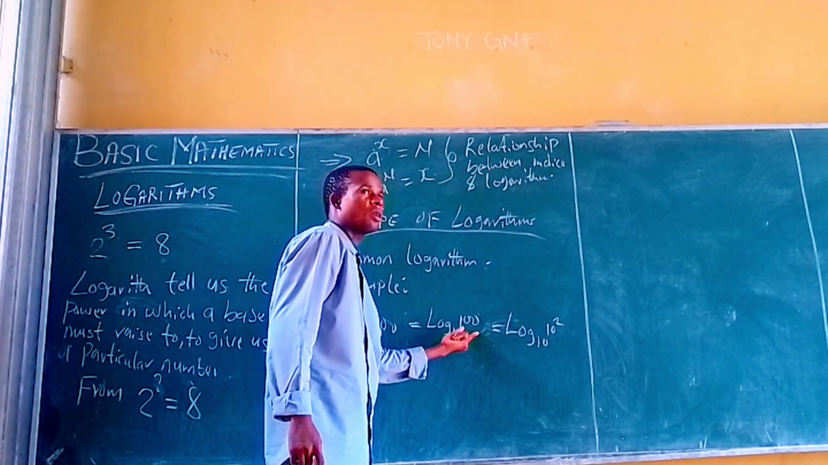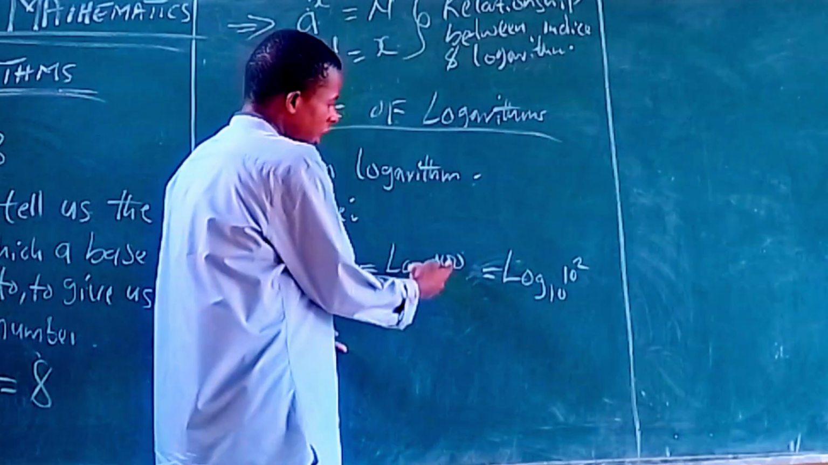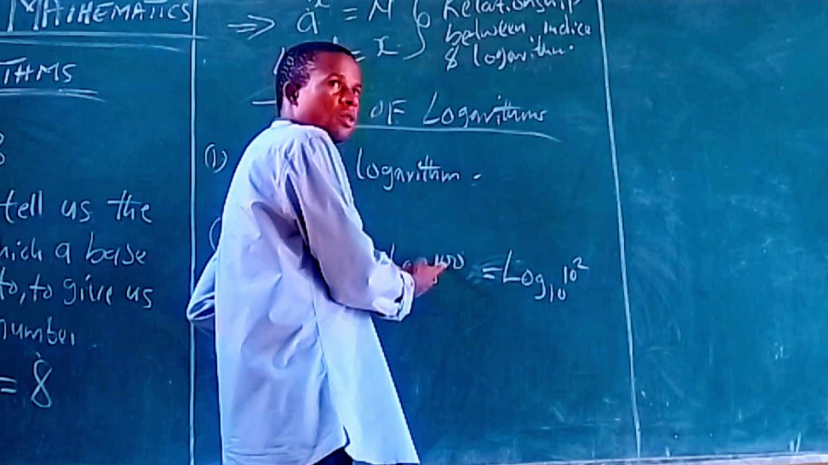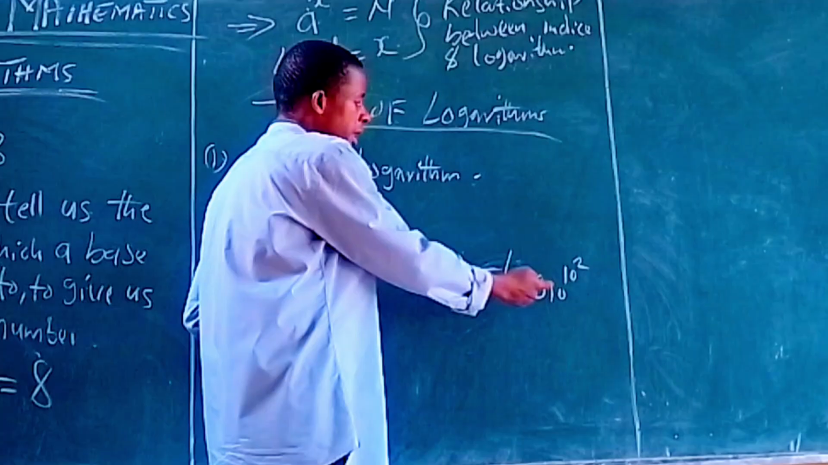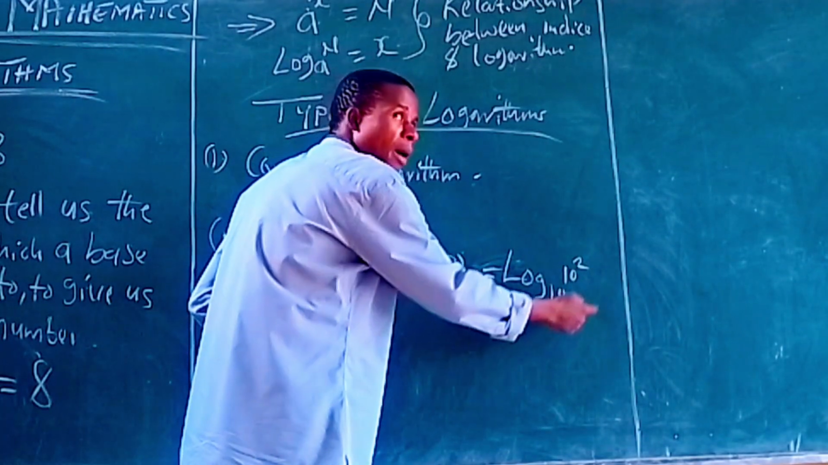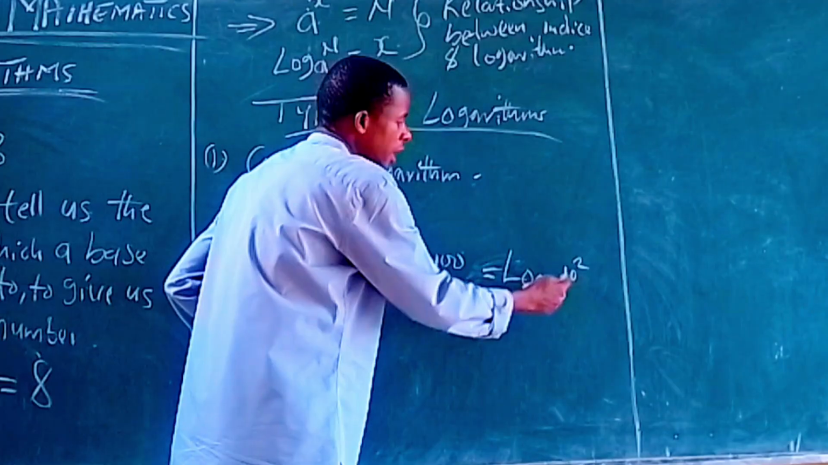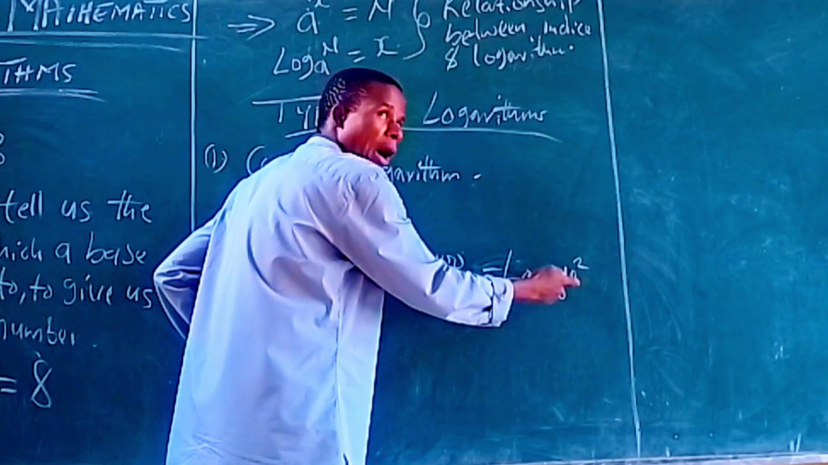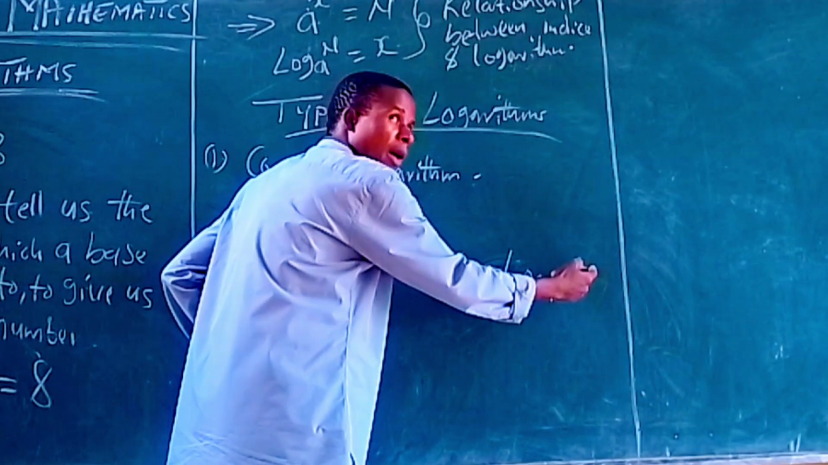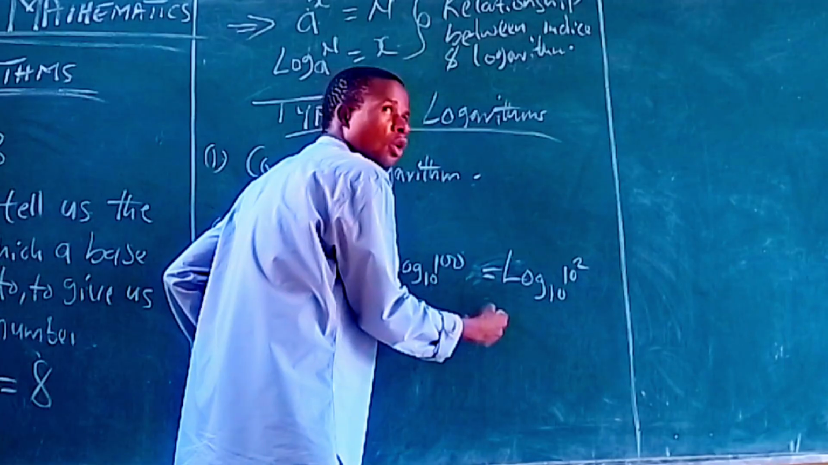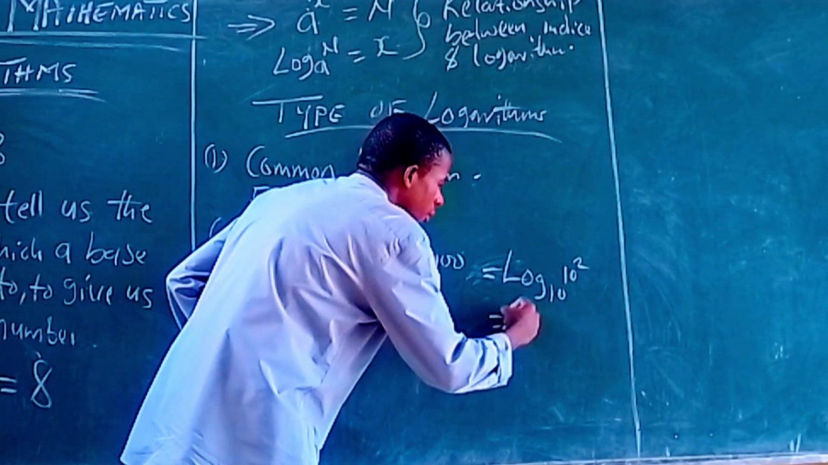Any question? 10 to the power of 2 is 100. This is the same thing as this. And this leads us to what they call the power law in indices, but we're going to look at the law later. Now, if a base has a power, and that power is equal to another power, this power will come in front, following the law.